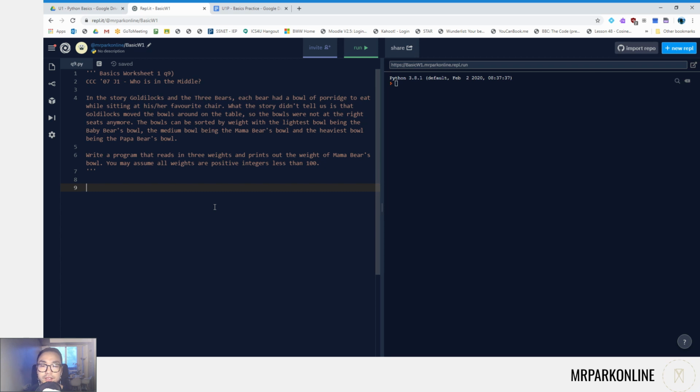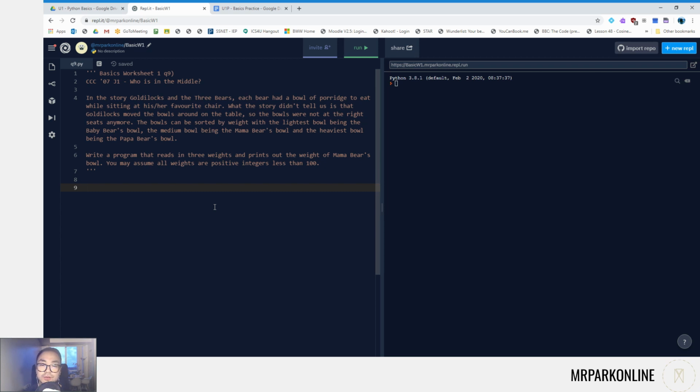This is the solution for question 9, who's in the middle, on basic worksheet 1. And once again, this is from the Canadian Computing Competition in 2007. This was the J1 question. Basically, there are 3 inputs because Goldilocks has shuffled the bowls of the 3 bears.